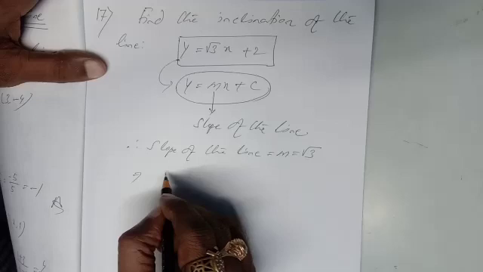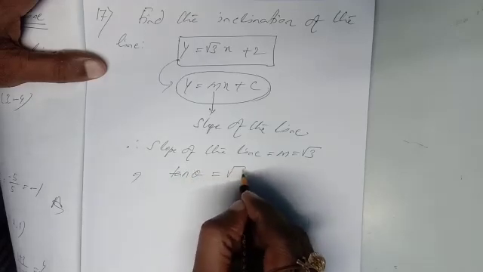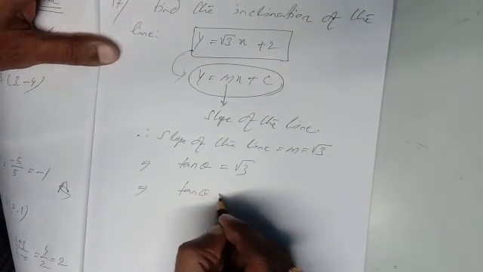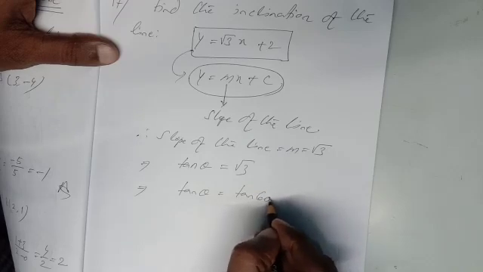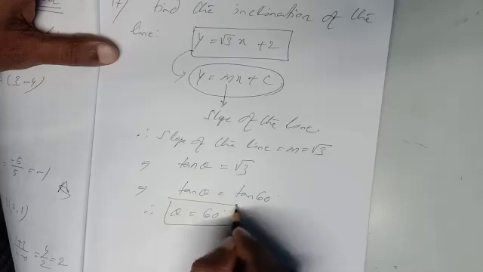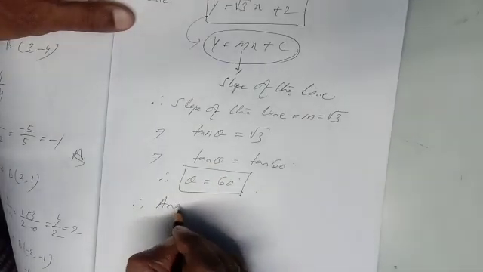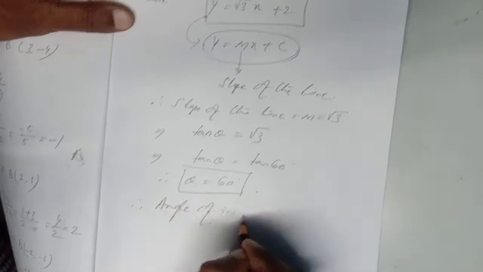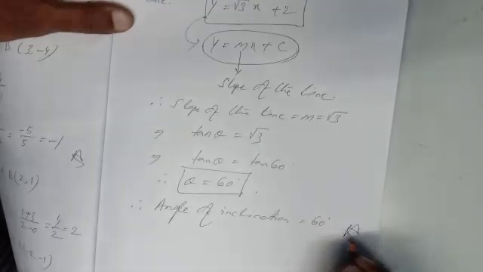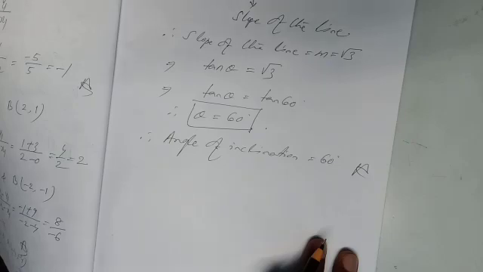As you know, slope of the line is denoted by m, which is equal to tan theta, equal to root 3. Theta is the angle of inclination. Tan theta is equal to root 3, this is tan 60. Therefore comparing both sides, theta is equal to 60 degrees. Theta is nothing but the angle of inclination. Angle of inclination is equal to 60 degrees. In this way I have completed the next question also.